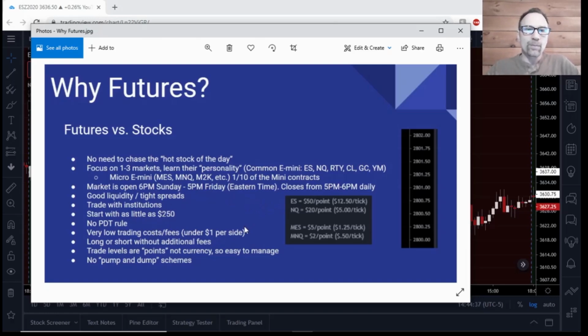Long or short, as I said, without additional fees. We travel with the levels based over here in points versus in currencies. So let's say you're trading one stock and it's not really the mover of the day, and that stock happened to be $9.37 a share.